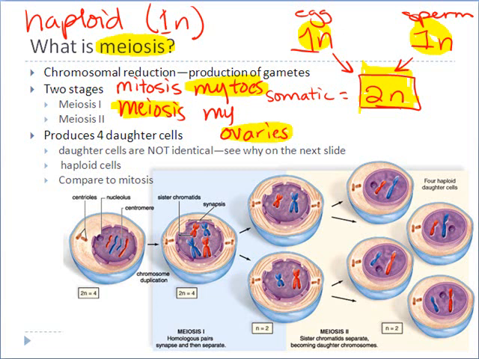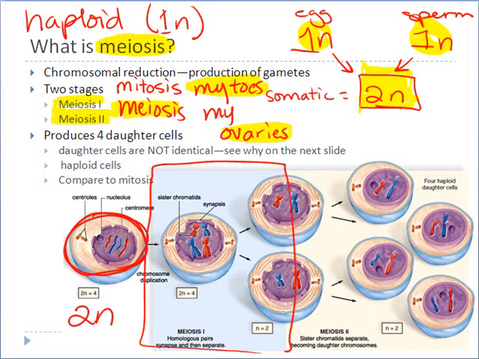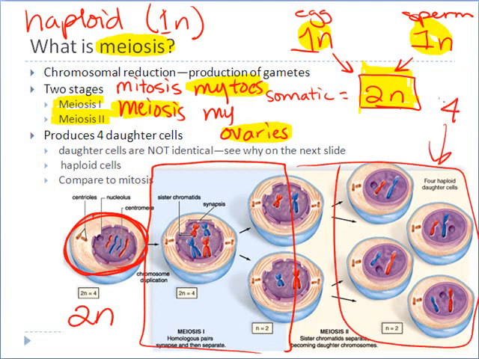Now there are 2 stages to meiosis. There are 2 rounds of divisions, meiosis 1 and meiosis 2, and in the series of lectures we go through in just a minute, we're going to visit each of these. The end result of meiosis is to produce 4 daughter cells. So here's my original diploid parental cell. Through the course of 3 rounds of division, here's meiosis 1 and then here's meiosis 2, we end up creating 4 haploid daughter cells. That's different from mitosis.